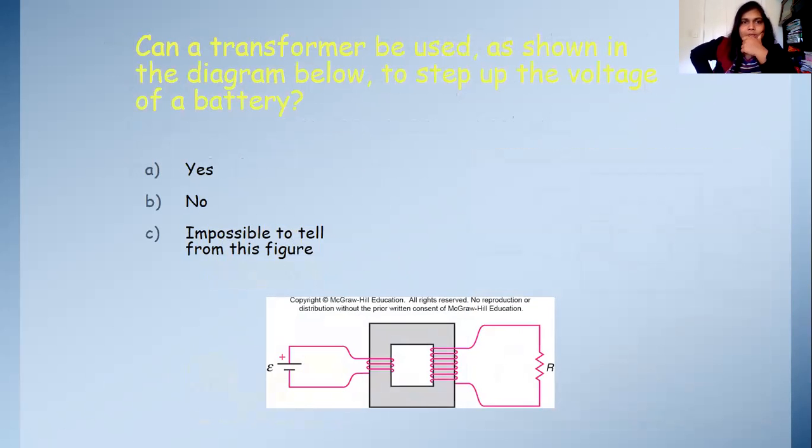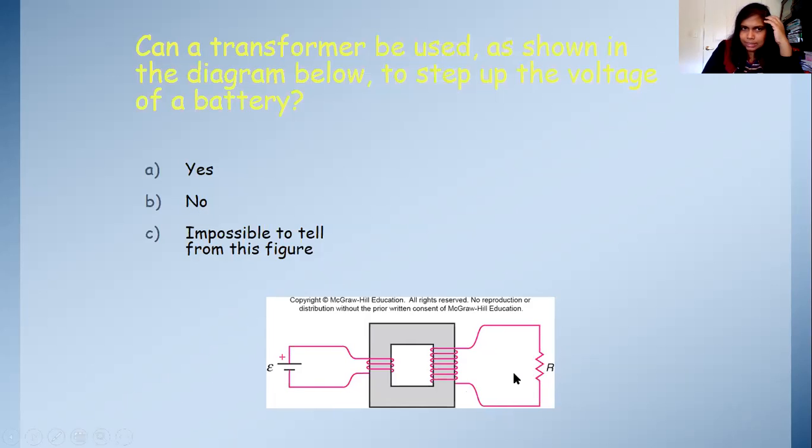So what do you think? Can a transformer be used as shown in the diagram below to step up the voltage of a battery? Look at it closely. Here we have a battery that's connected to a primary coil, which has only 1, 2, 3 turns. Now here we have a secondary coil with a higher number of turns than the first coil, and it's connected to a resistor.